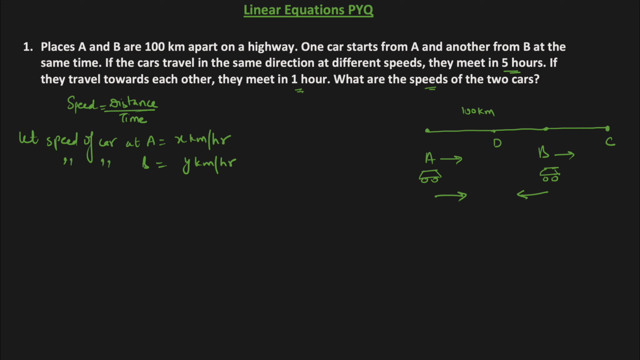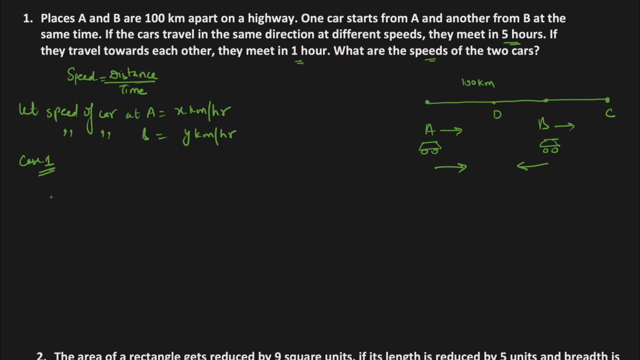Now, when they are moving in the same direction, let's consider case 1. In case 1, the cars are moving in the same direction. Car A has traveled how much distance? If you see, car A has traveled AC, right? So the distance traveled by car A is AC. And the distance traveled by car B is only BC.